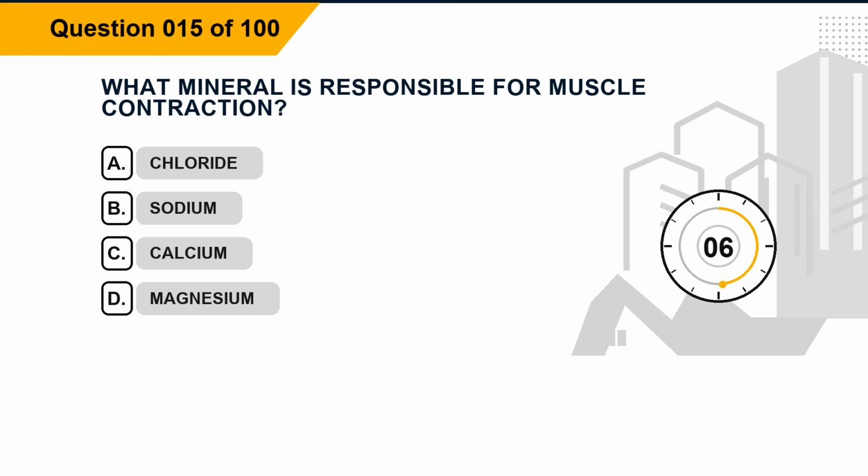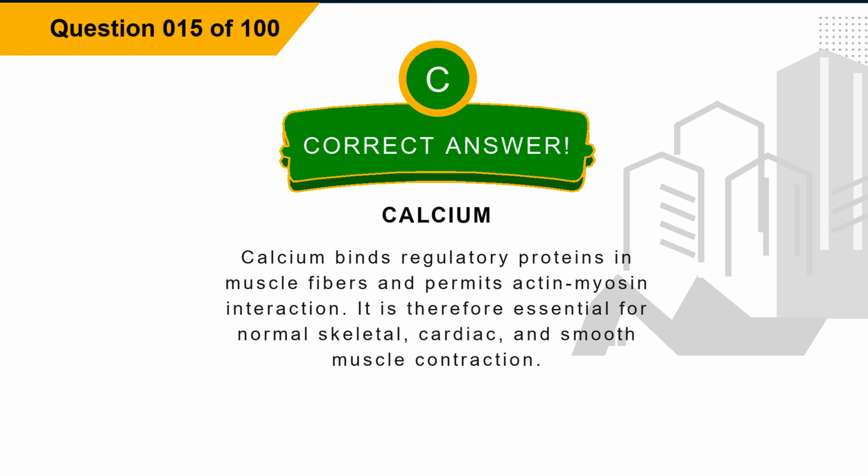Option A, chloride. Option B, sodium. Option C, calcium. Option D, magnesium. The correct answer is option C, calcium. Explanation. Calcium binds regulatory proteins in muscle fibers and permits actin-myosin interaction. It is therefore essential for normal skeletal, cardiac, and smooth muscle contraction.